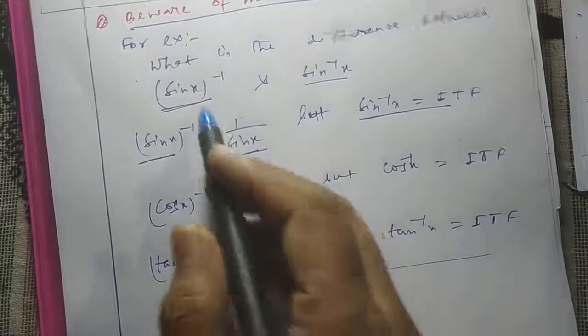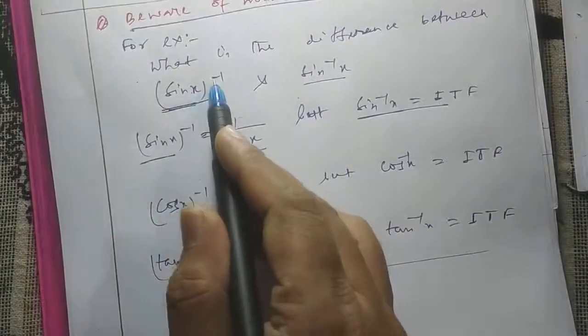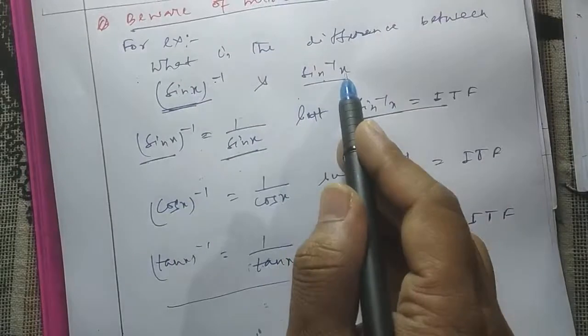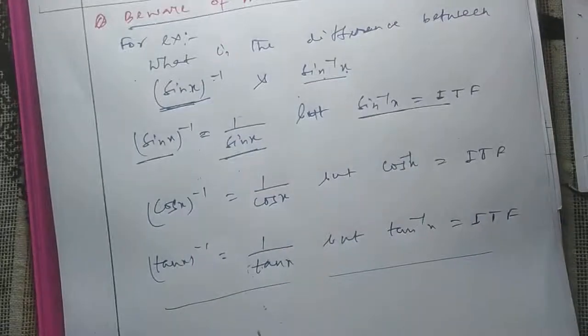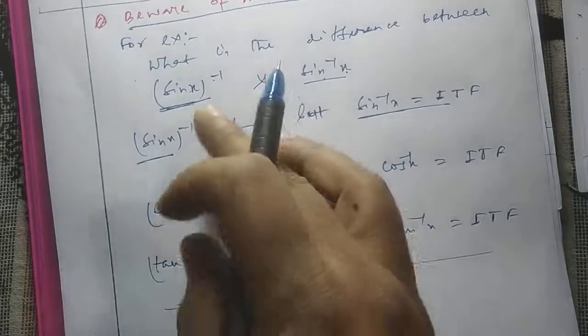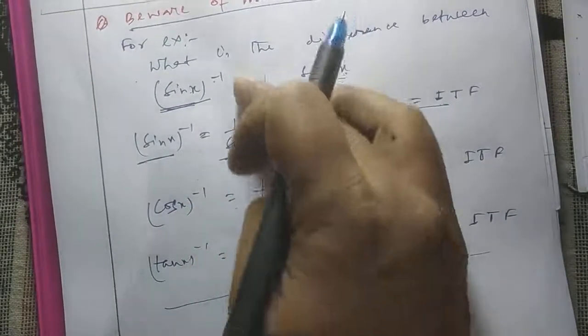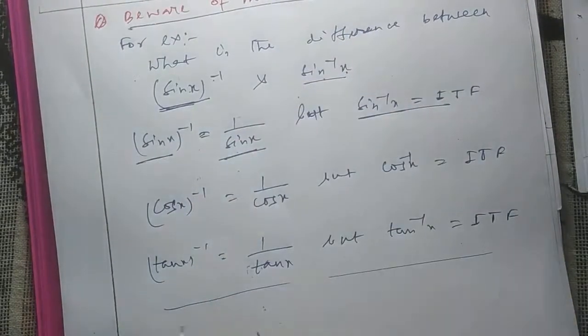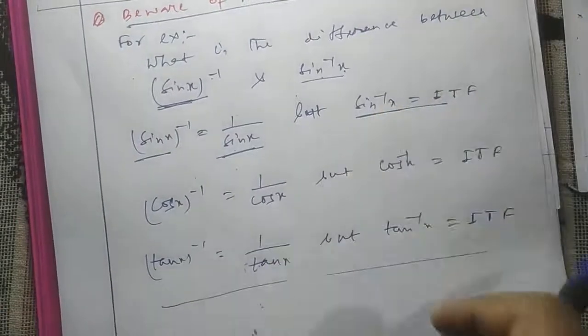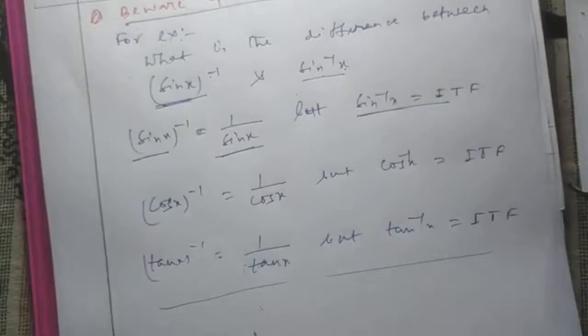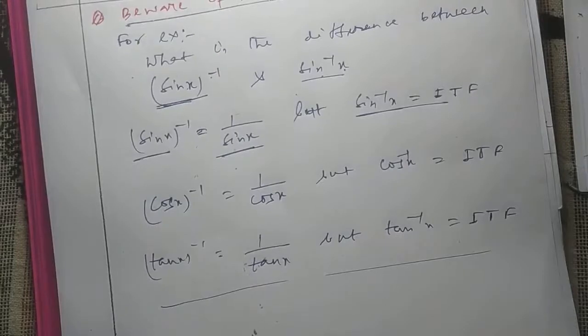So please don't be confused between (sin x) whole power minus 1 and sin inverse x. They are not equal at all. (Sin x) whole power minus 1, (cos x) whole power minus 1, (tan x) whole power minus 1 are new trigonometric ratios because they are the reciprocals. But these others are all ITFs. Understood? So you have to be cautious about these misconceptions. Okay.